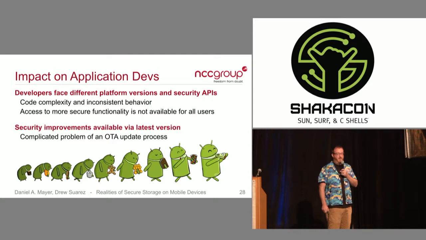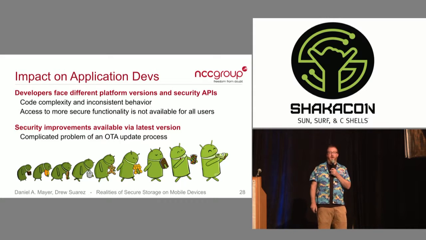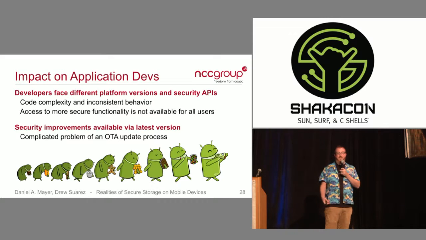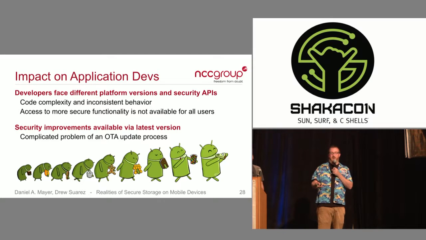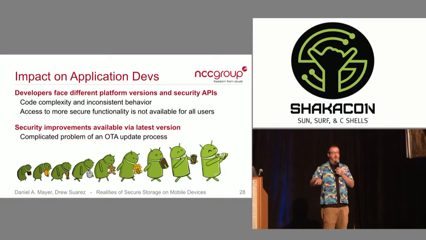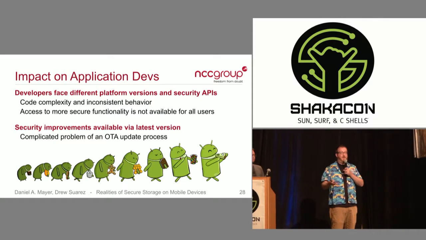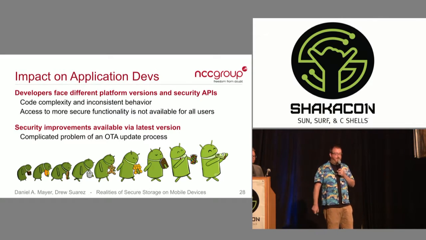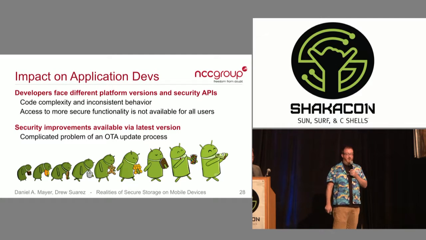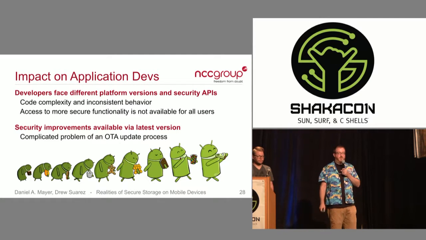And access to more secure functionality is not necessarily available for all users. So things like hardware-backed crypto storage may not exist on your more budget Android device as opposed to a flagship model which would have that. So developers need to query via API to see if that's available and then do it in a more secure way. And if it's not, then you get what you get. And security improvements are available only in the latest versions that come out.